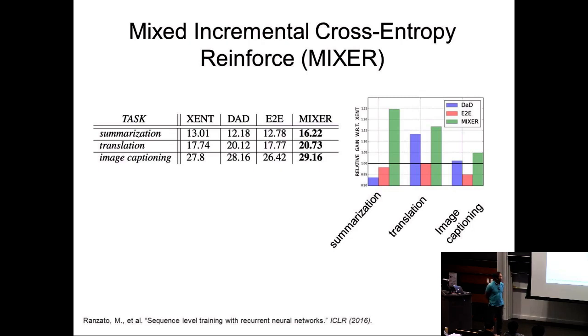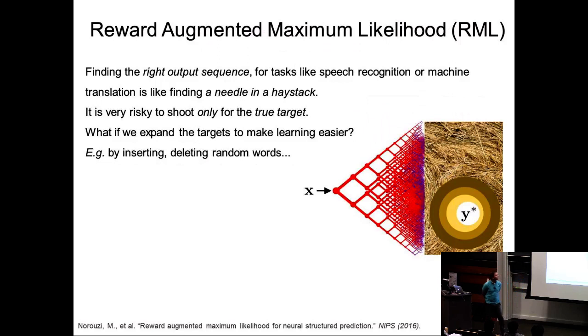Because ultimately, when I measure my image captioning tasks, I measure the performance using BLEU score. I'm not measuring the performance using maximum likelihood estimation or cross-entropy loss. Same thing for translation, for example. And this also inspired some of the work on something called reward augmented maximum likelihood. Here, if you want to find the right output sequence, for example, for speech recognition or machine translation, it's kind of like finding a needle in a haystack.